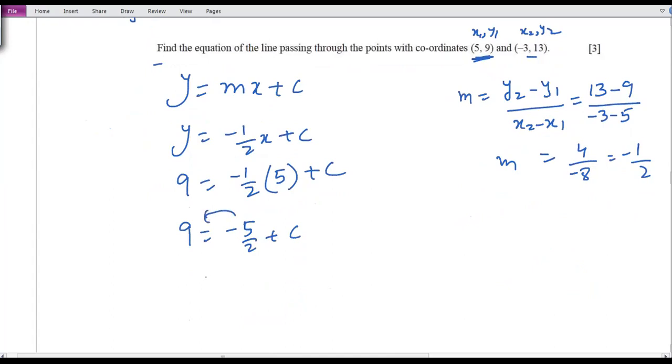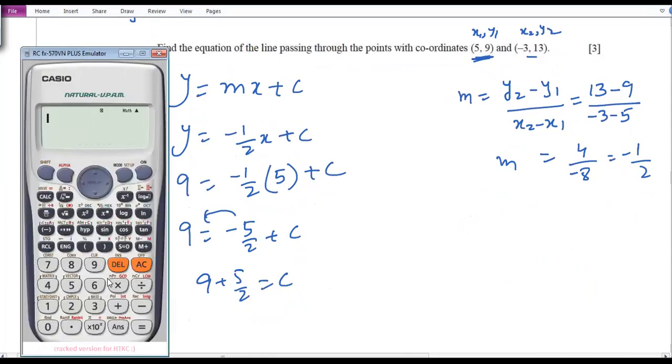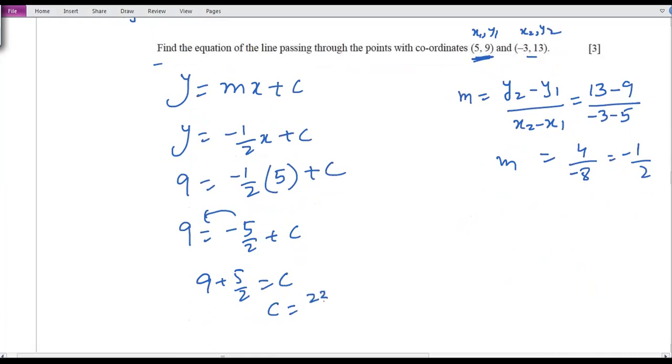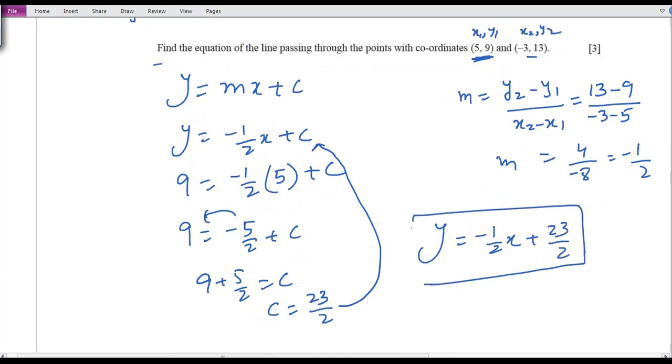Shift this to the other side. So it will become 9 plus 5 over 2 equal to c. Now 9 plus 5 over 2, what will it be? That is 23 over 2. So c is 23 over 2. Put this value of c here. So it will become y equal to minus 1 over 2x plus 23 over 2. That is your equation of line.